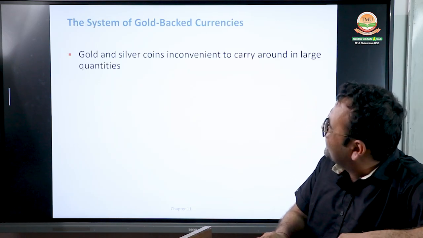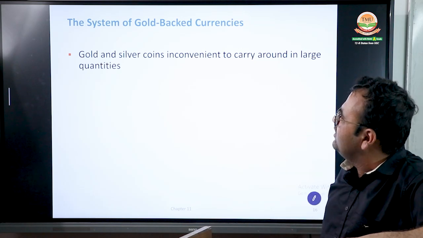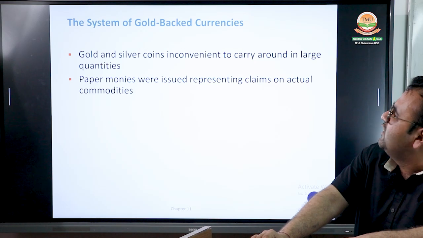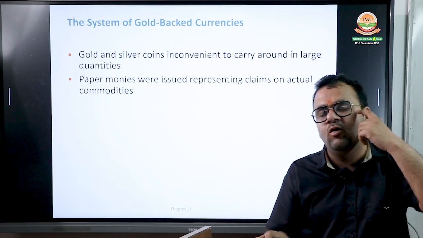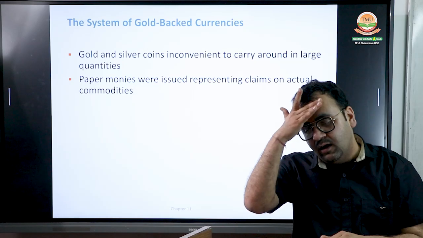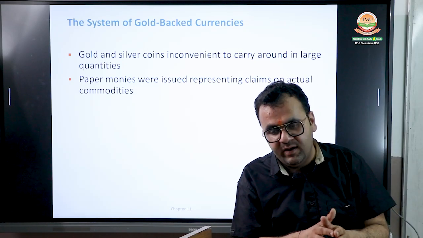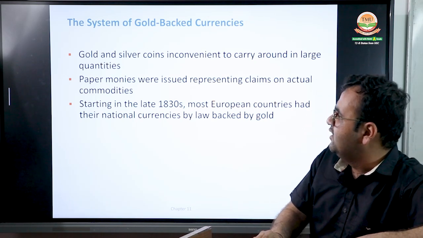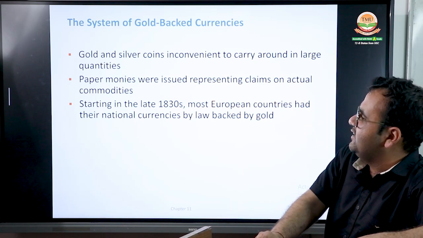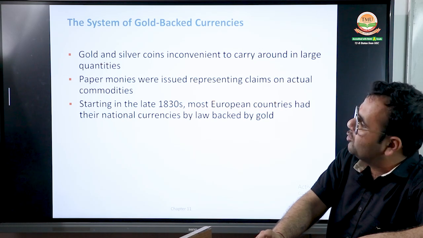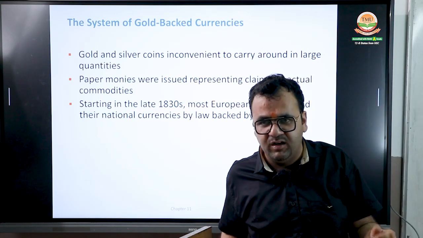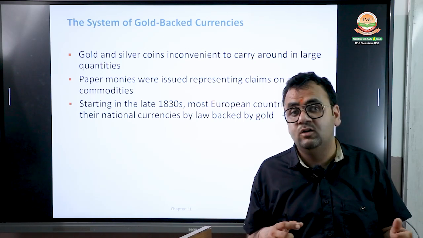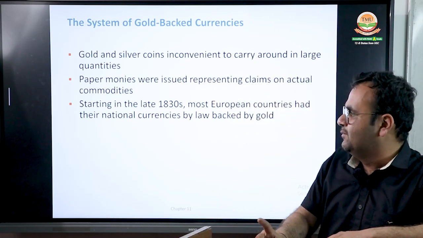The system of gold-backed currencies, gold and silver coins, is inconvenient to carry around in large quantities. Paper money was issued representing real and actual commodities. In India, only the RBI has the power to issue money, and before the 5 rupee coin, it was issued by the Ministry of Finance. Starting in the late 1830s, most European countries had a national currency backed by gold. Different countries have different currencies, like India has the rupee and America follows the dollar.